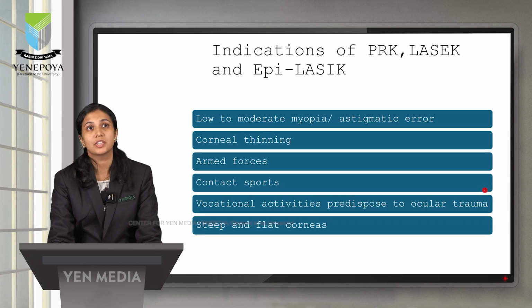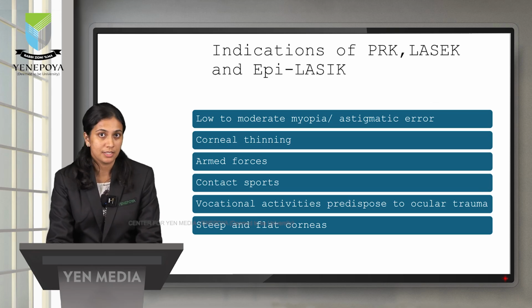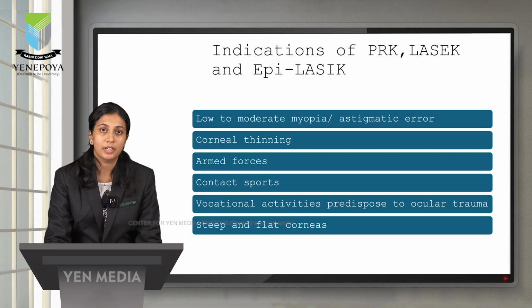Surface ablation is mainly done in cases of low to moderate myopia or astigmatic error. They are also the preferred method when there is corneal thinning or steep and flat corneas. In corneal thinning, the thickness of the cornea is reduced, so in such cases, it is better not to go for creation of a flap. In steep and flat corneas, there is always a risk of buttonholing and creation of a free flap.